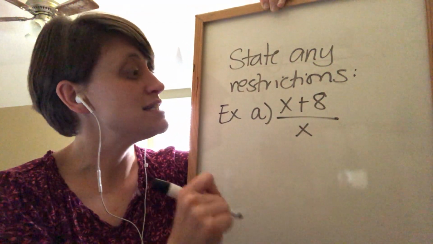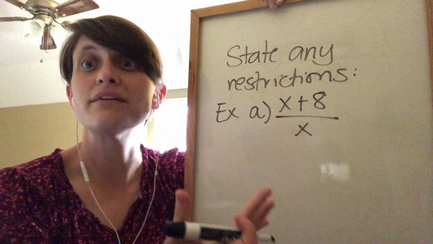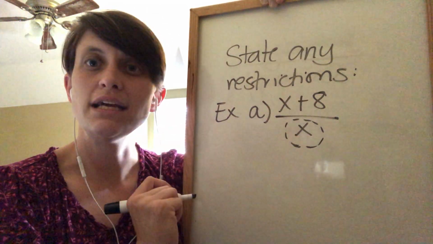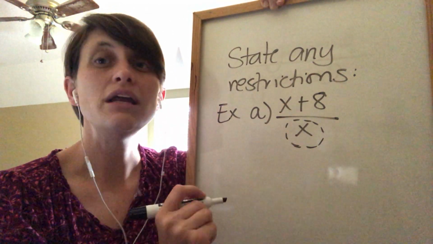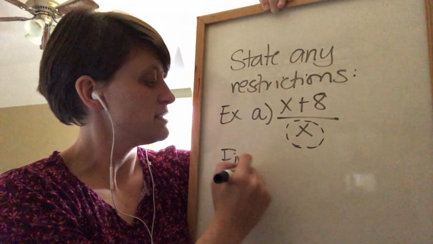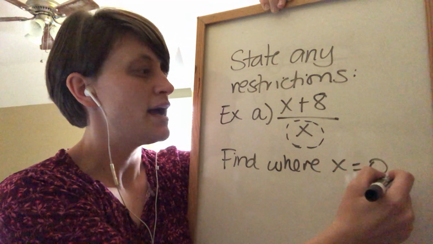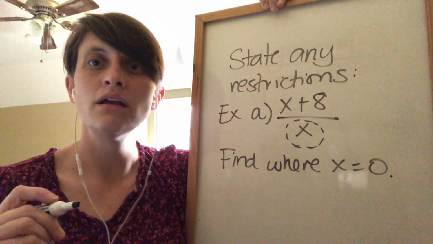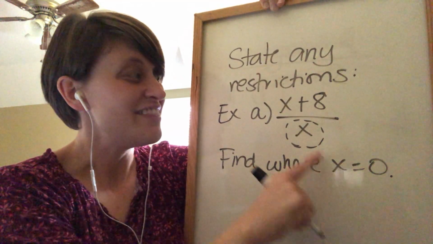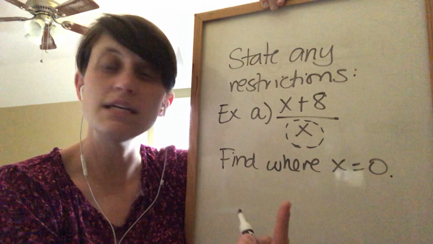Our job is to decide where this thing is defined. Again, more accurately, where is it not defined? So we're interested in this piece right here. That's our denominator. And we know our denominator cannot be 0. So we're going to find where x equals 0. Well, this one's pretty easy because x equals 0. So the denominator is going to be 0 when x takes on the value 0.